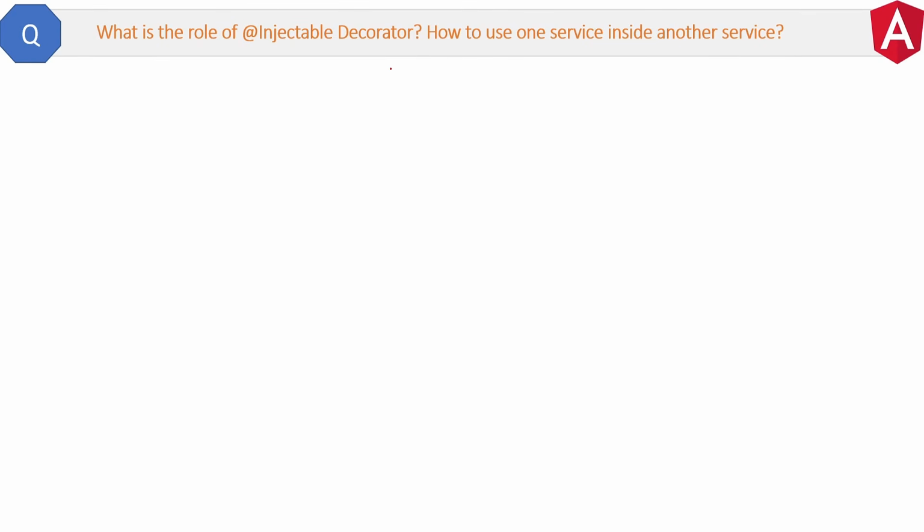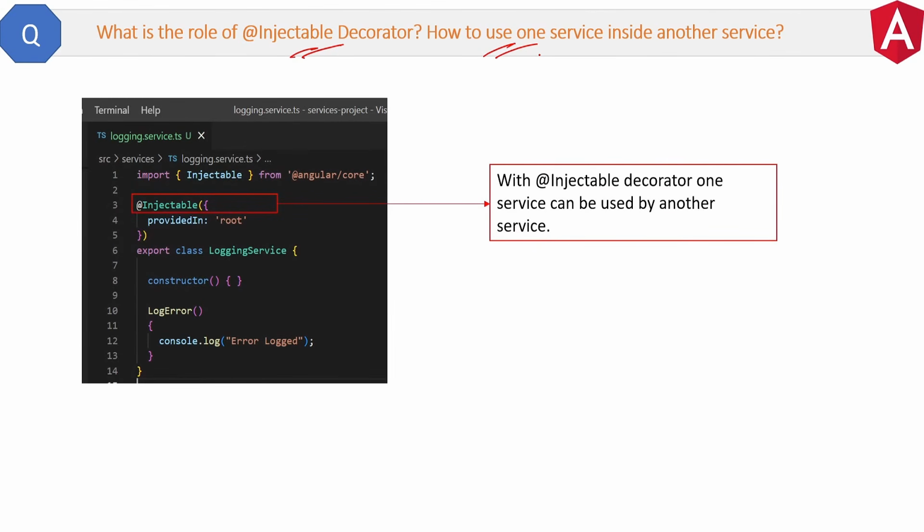Here is the question. What is the role of @Injectable decorator in a service? How to use one service inside another service? The common answer is, with @Injectable decorator, one service can be used by another service. Meaning, if one service depends on another service, then we need this Injectable decorator with providedIn property in both the services. Let me show you this in the code.